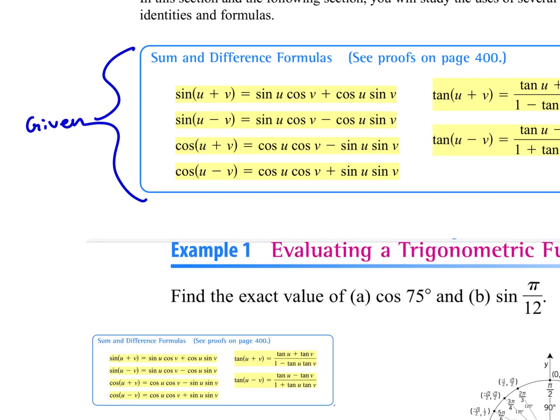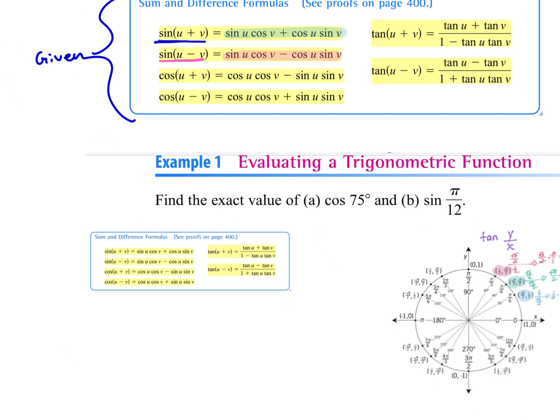So there's kind of two parts to the formula, depending on what type of question we're doing. We're either given one half, we have to use the other, or vice versa. So we have sine, where we're adding two things together. If that's the case, then we use this half of the formula. If it's sine and we're subtracting two things, then we use this half of the formula. Same thing for cosine, we have an adding and subtracting one. Tangent, we have an adding and subtracting one. So we use the sum and difference formulas when we're given an angle that's not on the unit circle.